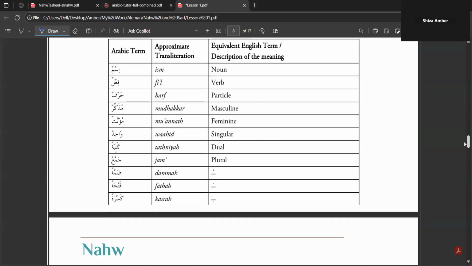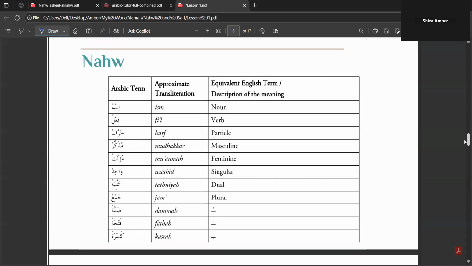Okay, I've done the slide. Now, these are some Arabic terms that will keep on coming again and again when we study Nahwu. So I'll quickly go over them and you will be able to understand. So, isim. I know this is a new term for you, because I was using the term noun, but noun in Arabic is isim.